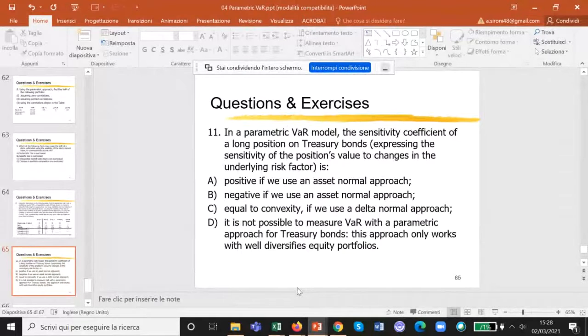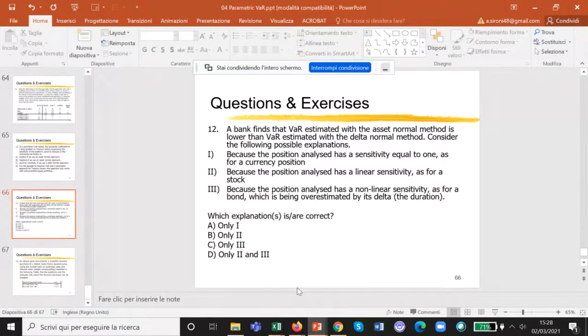Another correct answer would have been negative if I use a delta normal approach. And the reason being that in that case, the relevant risk factor would not be the price change, but the interest rate change. And clearly, the sensitivity would be negative, meaning that if the interest rate increases, I would lose in terms of value, okay? So here the correct answer is A.